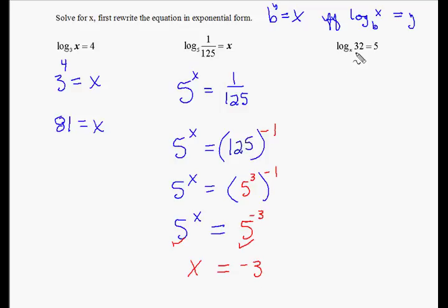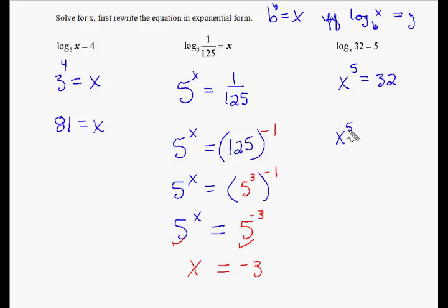So let's look at log base x of 32 equals 5 and rewrite this. X to the 5th power is equal to 32. That doesn't look any better than what we had before. I know. Let's try and get rid of this exponent. I don't know if you've seen this before, but the way that we work with exponents is to use exponents.